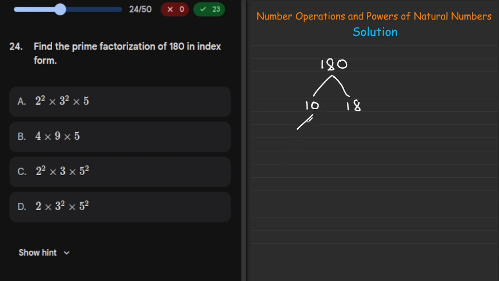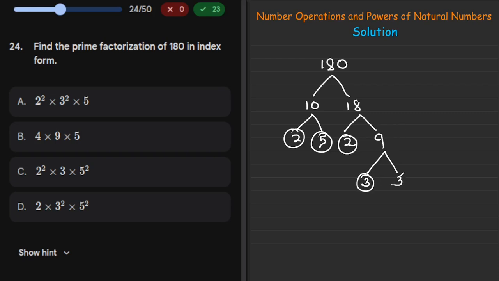So for 10, we are going to have a 2 times a 5. For 18, on the other hand, we have a 2 times a 9. This 2 here is a prime. This 5 is also a prime. This 2 is also a prime. But 9 remains a composite. And composite numbers are always branched. So 9 then gives us a 3 times what?